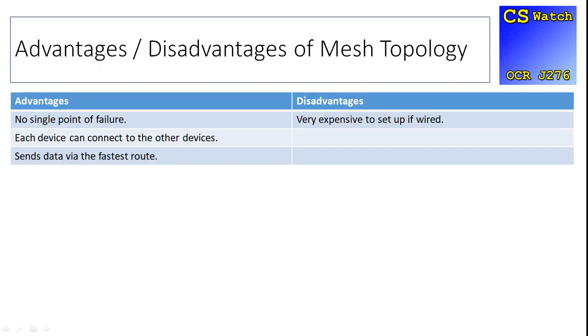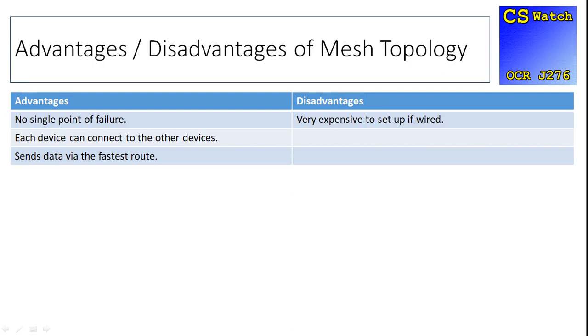The main disadvantage, if we look at that side of things, is it's very expensive to set up if it's a wired network due to the sheer amount of cabling, cable management and infrastructure you need to set it all up. However, because everything's interconnected, there's no single point of failure. If one switch or router or server goes down, there are other routes it can take to get from A to B. Each device can connect to other devices, and data always gets sent via the fastest route.